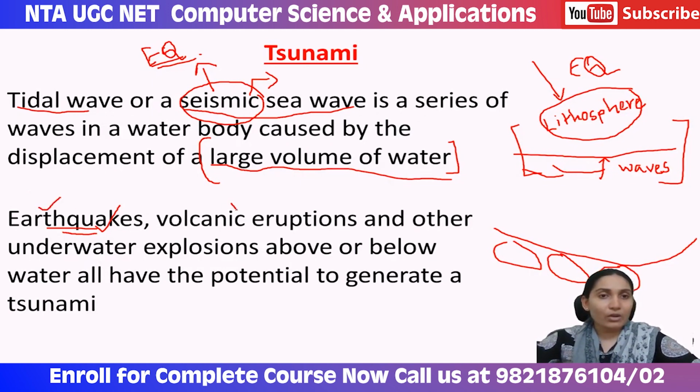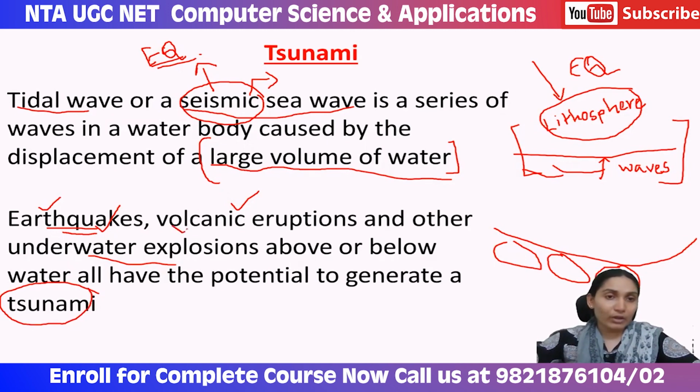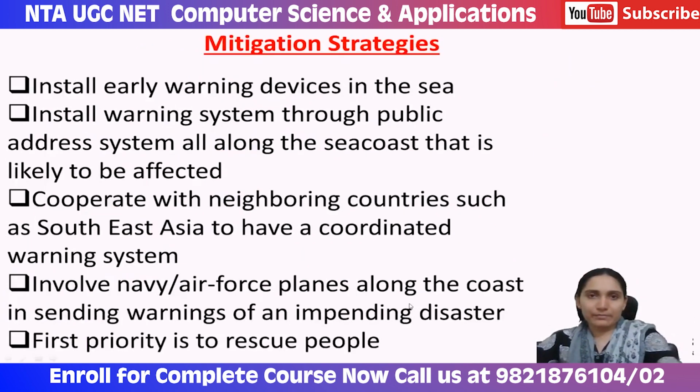So earthquakes or any volcanic eruptions and other underwater explosions, above or below the water, are all reasons for generating a tsunami. So this can be because of earthquakes under the surface of the water, or even volcanic eruptions under the surface of the water, or any other underwater explosions. All these can result in a tsunami.